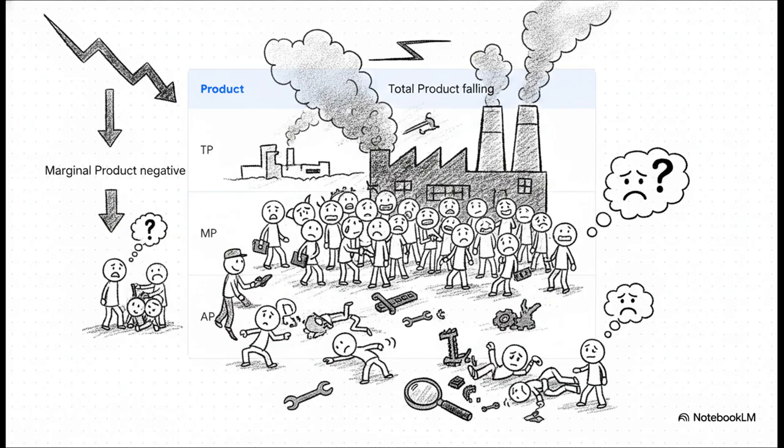For the very first time, total product actually starts to fall. Your overall output is shrinking, and because total product is falling, marginal product goes completely negative. This means every new person you hire is literally destroying some of your output. It sounds crazy, right? And naturally, average product just continues its downward slide. The main reason for this? Severe overcrowding. You've got way too many workers, limited tools, and massive management headaches. People are literally just getting in each other's way.